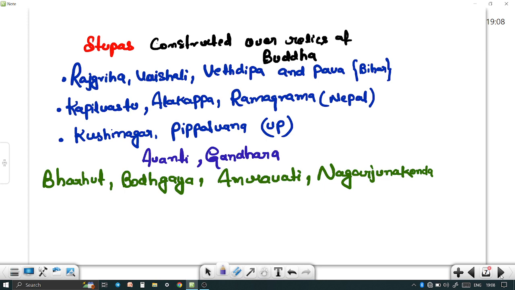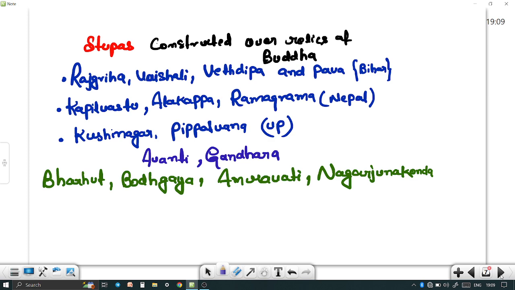Now we'll talk about the important stupas. Stupas were constructed over the relics of Buddha, mainly at Rajgriha, Vaishali, Vethapida and Pava in Bihar, and Kapilavastu, Allakappa, Ramagrama in Nepal, whereas Kushinagar and Pipalwan are in UP. Other relic stupas are also there, including Avanti and Gandhara, which are outside the Gangetic Valley. Bharhut, Bodhgaya, Amaravati and Nagarjunakonda were other important sites also there.